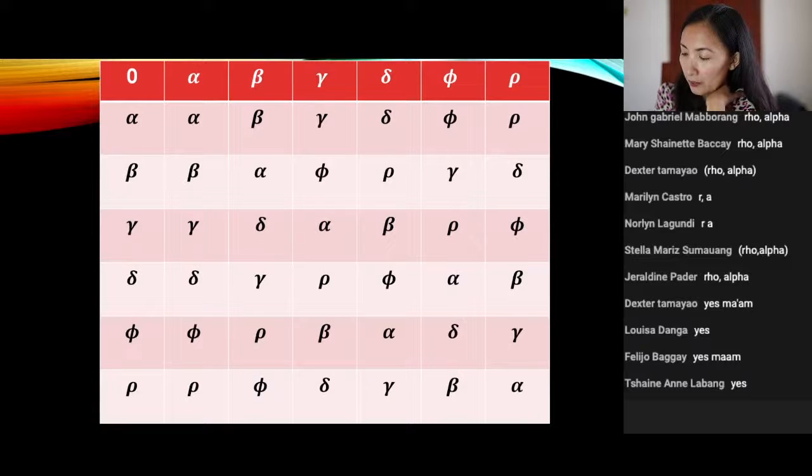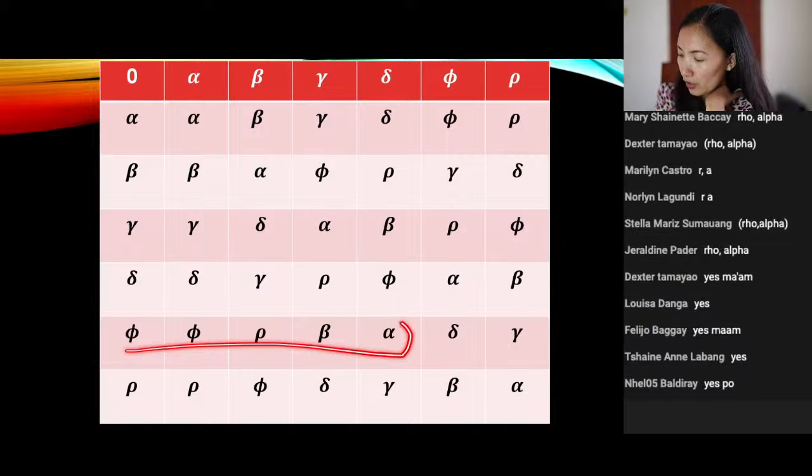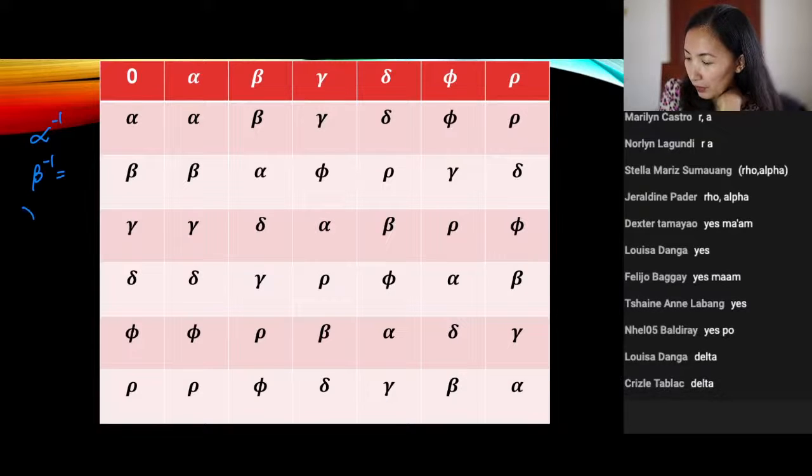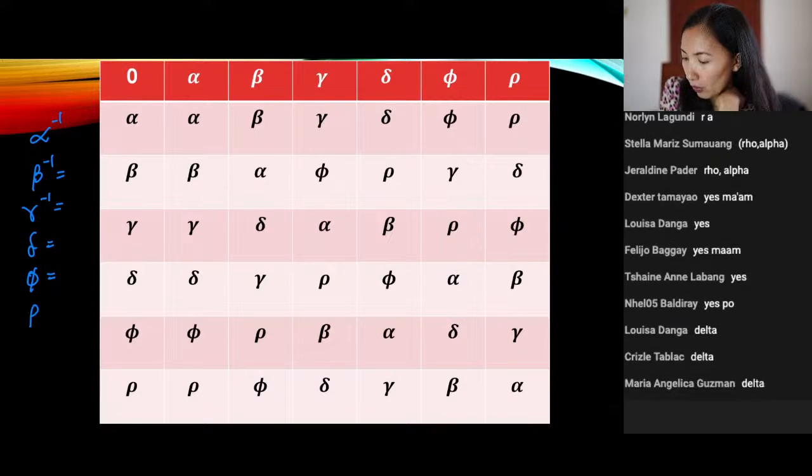Because when we multiply phi to its inverse, the result should be the identity element, which is alpha. So if I would ask you, basing from here, can you identify the following? What is the inverse of alpha? What is the inverse of beta? What is the inverse of gamma? What's the inverse of delta? What's the inverse of phi, to answer our second condition, and the inverse of rho?